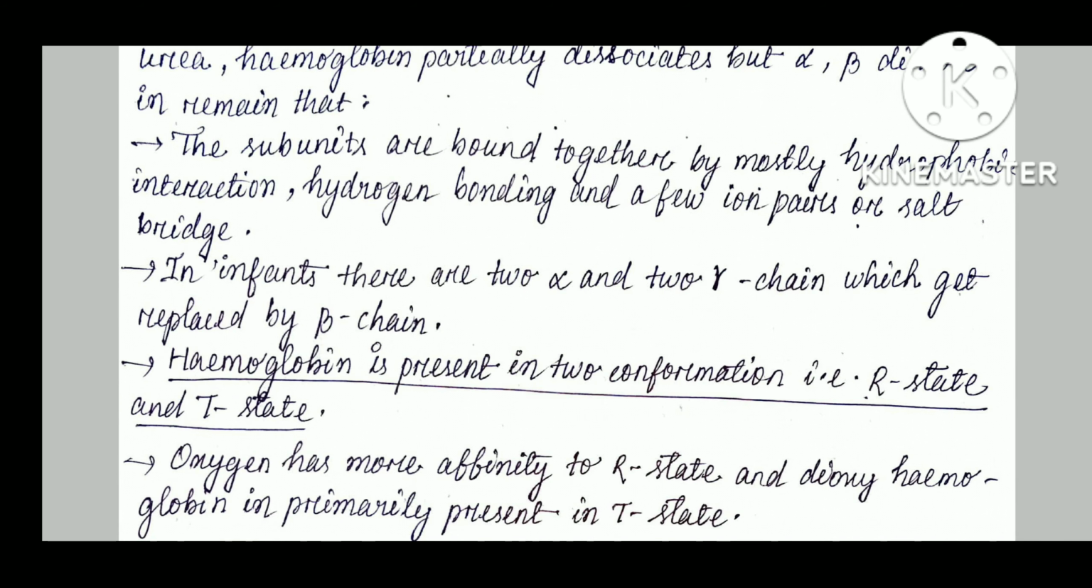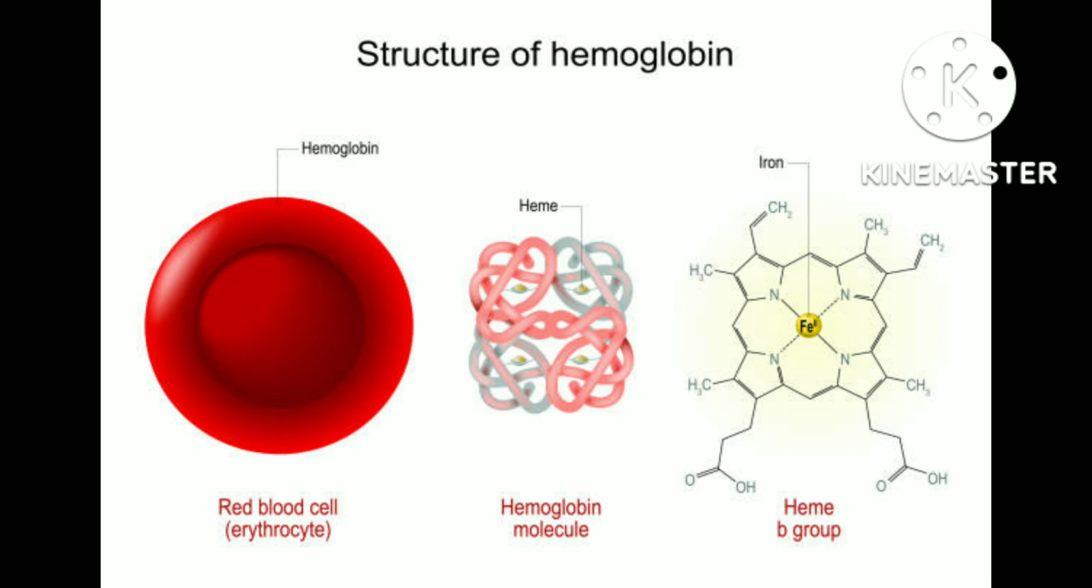Hemoglobin is present in two conformations, that is R state and T state. Oxygen has more affinity to the R state, and deoxyhemoglobin is primarily present in the T state.